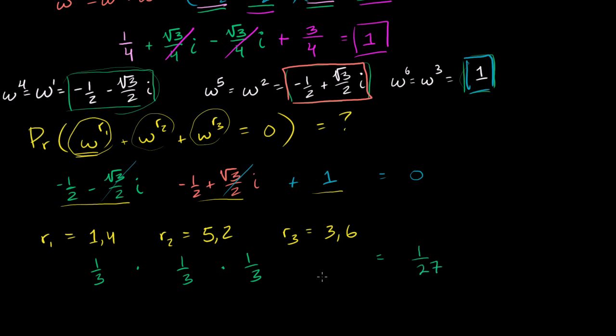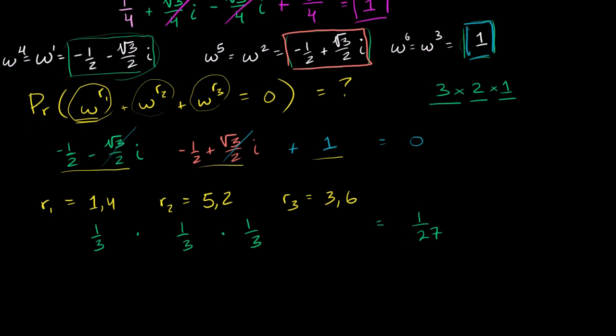Now, I touched on this already. There are 6 ways that you could rearrange this. You have 3 terms, and you're putting them in 3 places. In the first place, you could put any of the 3 terms. In the second place, you have 2 terms left that you could put. And in the last place, you only have 1 term left. So there's 3 times 2 times 1 ways to arrange these things. The probability of each is 1 over 27.